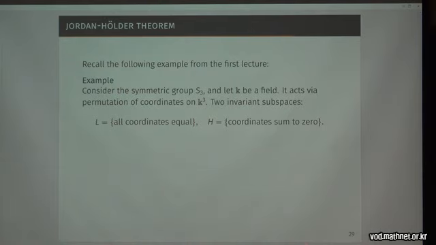And if I take something inside here, it's of the form lambda, lambda, lambda. And then if I ask, is it in here? That's asking, is 3 lambda equal to 0? So that's the case if and only if 3 is 0 in my field. So if 3 is not 0, I get a nice direct sum decomposition. Otherwise, I get a composition series.